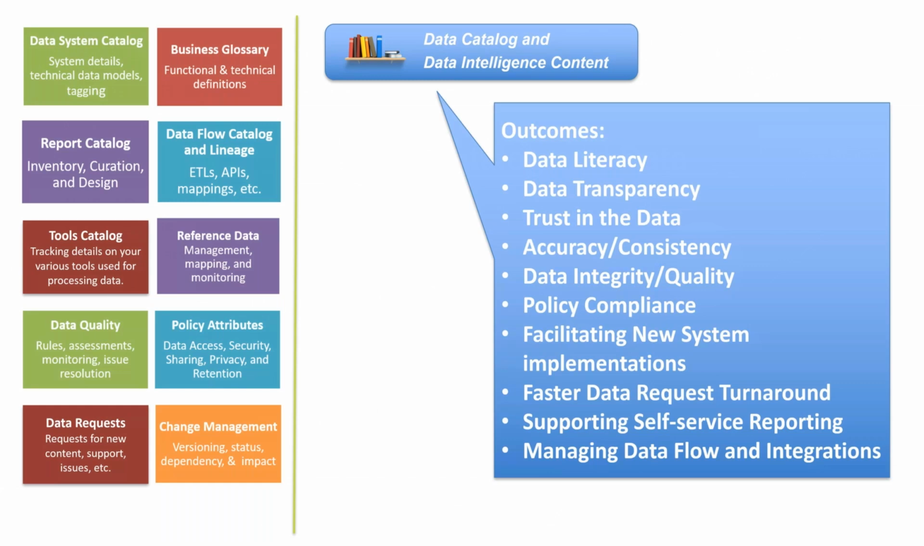Report catalog and data flow catalog, these are both, as they sound, a repository of information about all the different data processing that you have, either for reports that are being produced out of your system, or integrations or extract, transform, and load processes that are happening, and the lineage of that process. So this is documenting the data processing. And there are three different use cases for this.